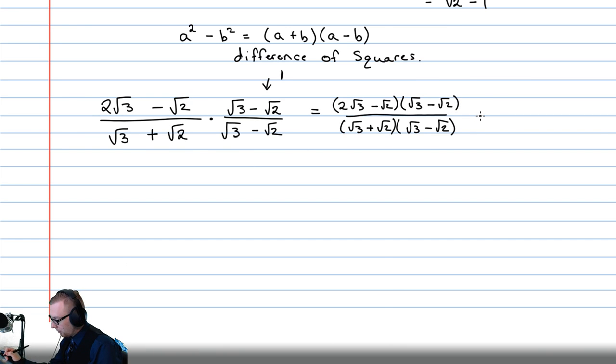So on the bottom, what do you get? On the bottom, okay, let me see. Minus... Okay. This is harder than I thought. The difference of squares. Yeah, I mean, the formula is still right there.